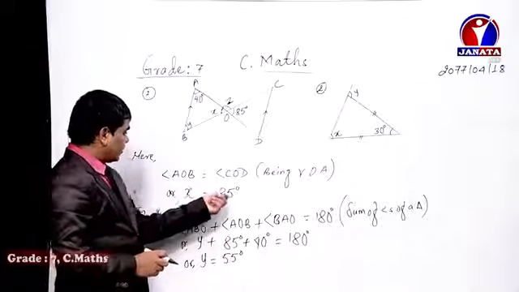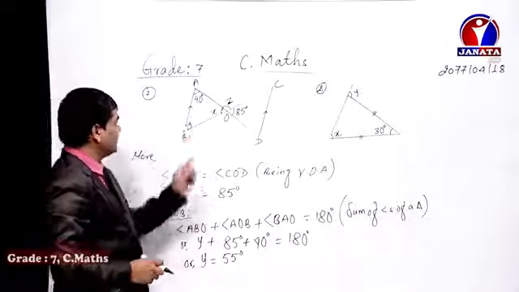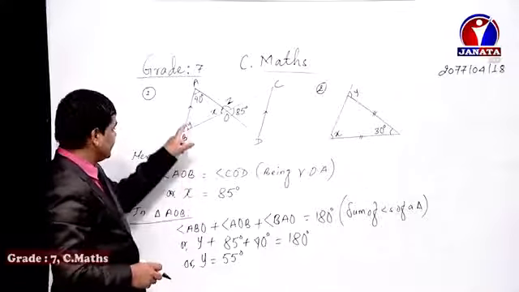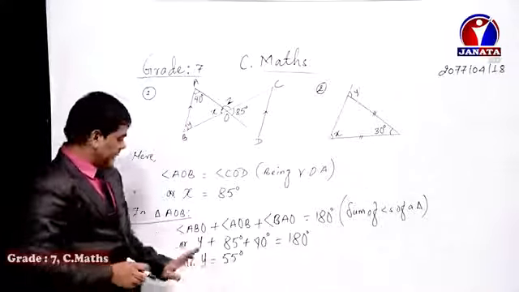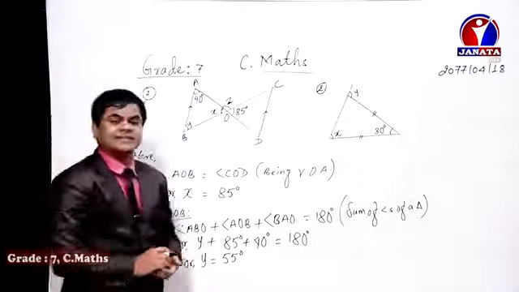Dear student, we got the value of X and Y. Now we have got the value of X as 85 degrees and the value of Y as 55 degrees. Now what about the value of Z?